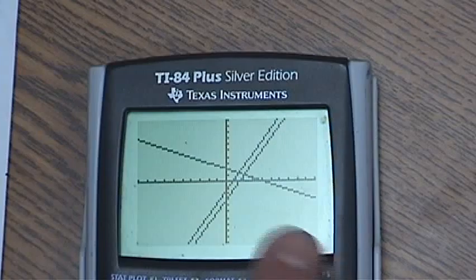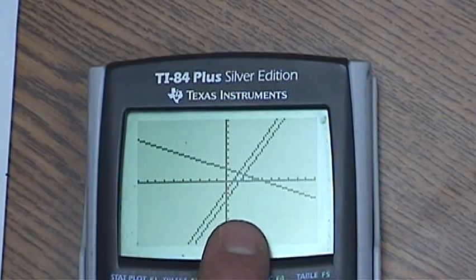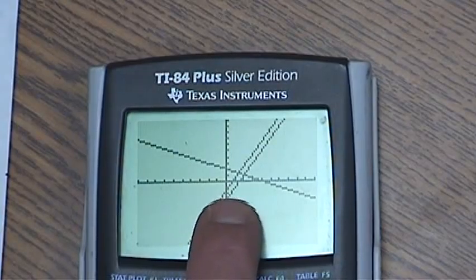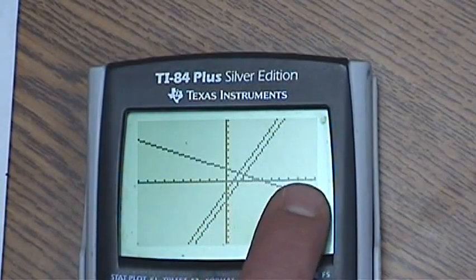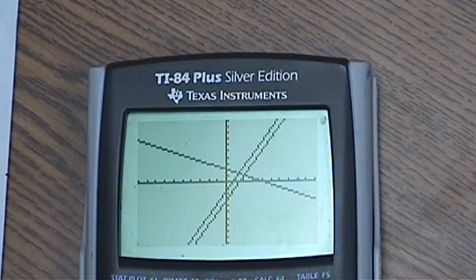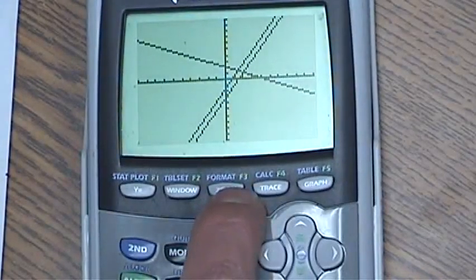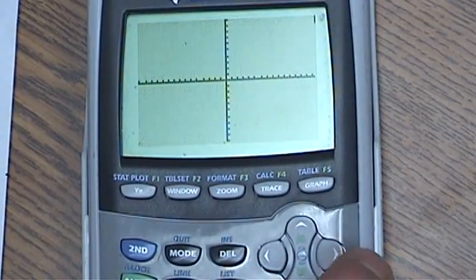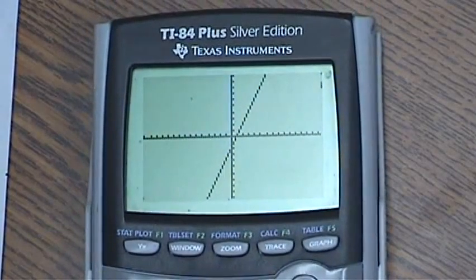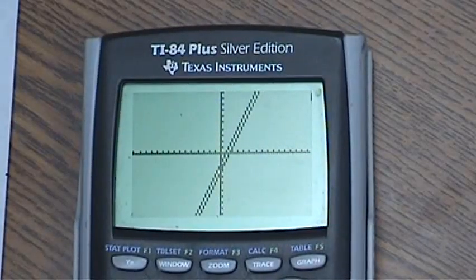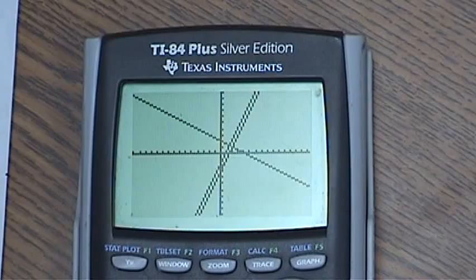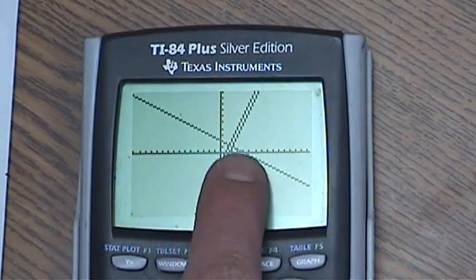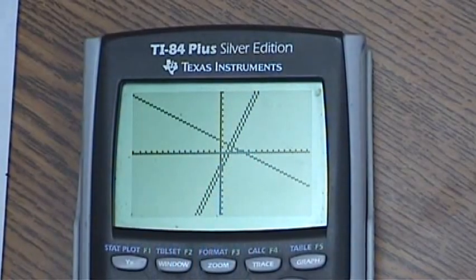It's just that the scale on the graph isn't a good scale to see such things, because if you notice, the tick marks on the y-axis are a lot closer together than on the x-axis. One way to fix this is to hit the zoom button and then type the number 5. That'll do zoom square. What that does is even out the tick marks so they're all the same size. And now it looks like this third line really is perpendicular to the first two.